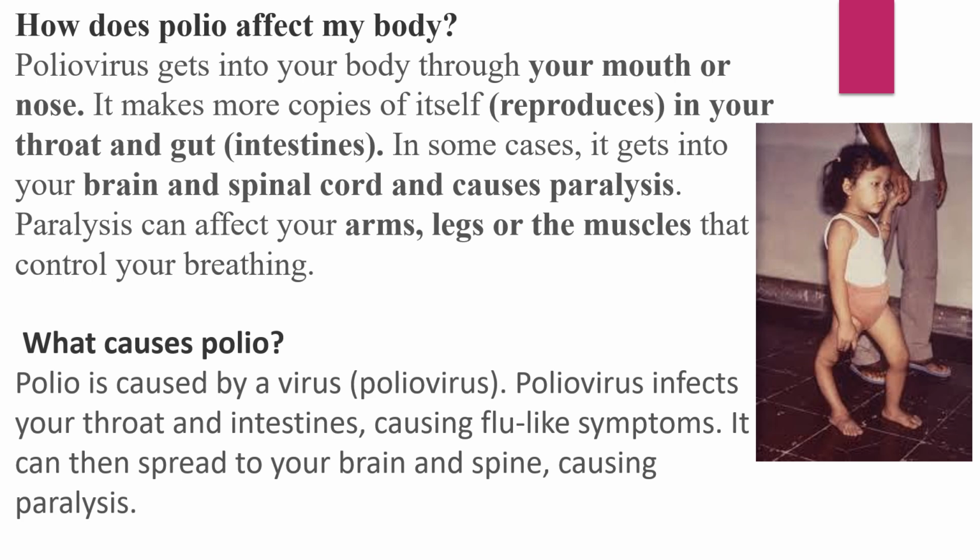In some cases, it gets into your brain and spinal cord and causes paralysis. Paralysis can affect your arms, legs, or the muscles that control your breathing. If you see the picture, you can see this child is badly affected, especially on the legs, and she has paralysis also. She doesn't have proper tone in her legs, right?